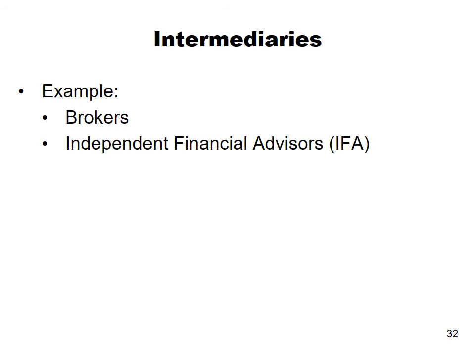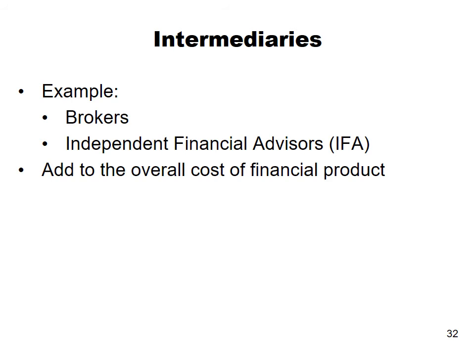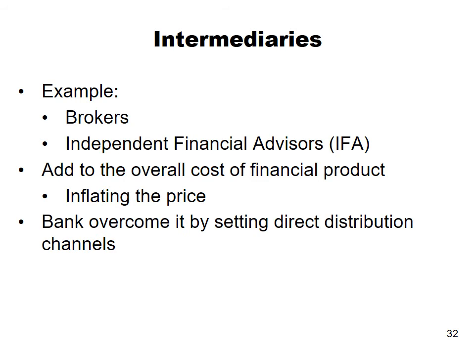Intermediaries, for example, brokers and independent financial advisors. Basically these intermediaries will add to the overall cost of financial products. As a result, it inflates the price. So the bank can overcome it by setting up a direct distribution channel. So basically, in short, the bank can sell the products directly to you instead of going through a third party. This will help to reduce the cost.